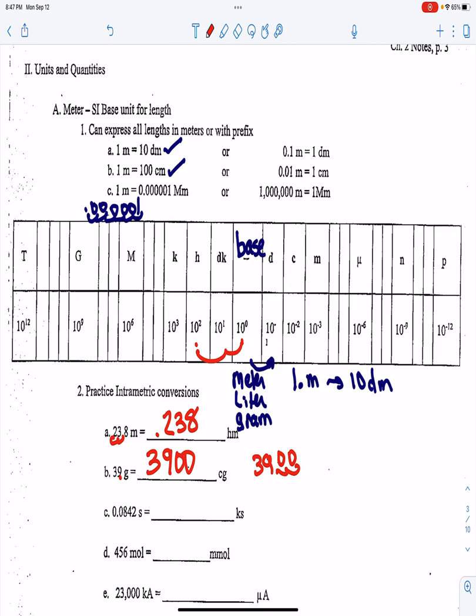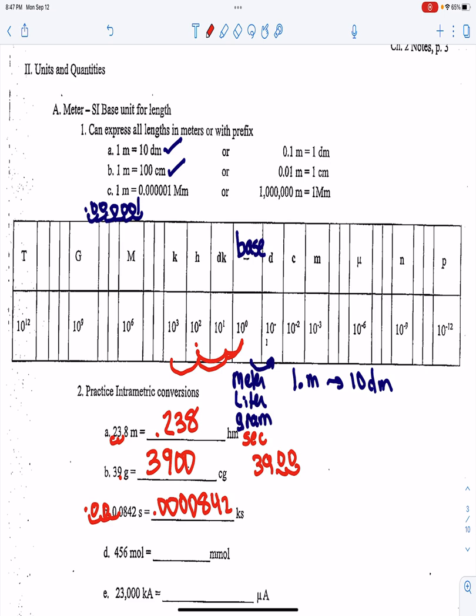Let's try another one. A second. A second can be a base unit. I'm going to go from a second to a kilo. So that means I'm going to move my decimal 1, 2, 3 places to the left. So if you look here, my decimal's right here. So I'm going to go 1, 2, 3. So it's going to be 0.0000842. Essentially what I'm doing is I'm dividing by 1,000.